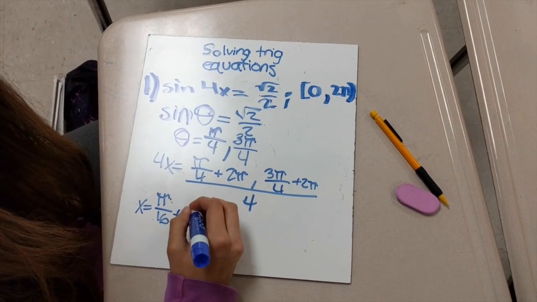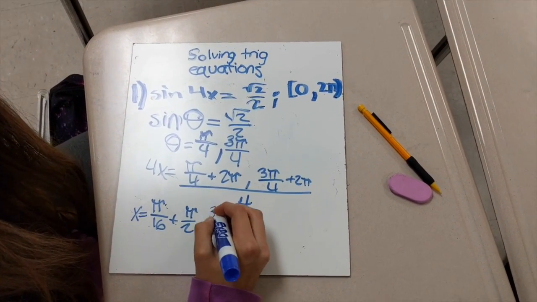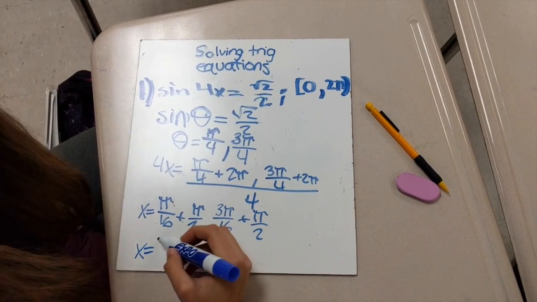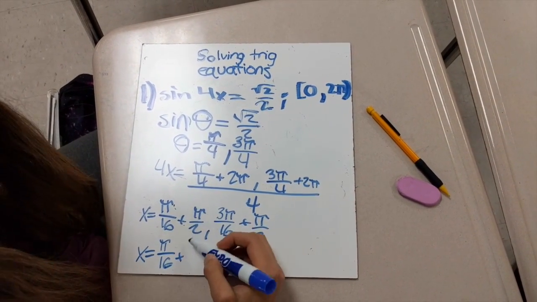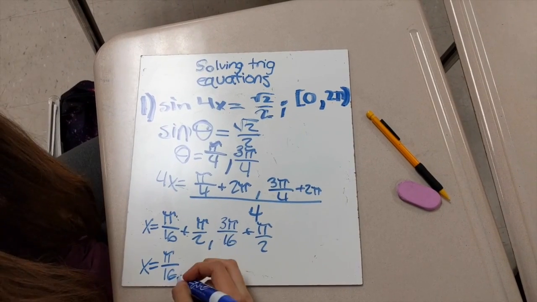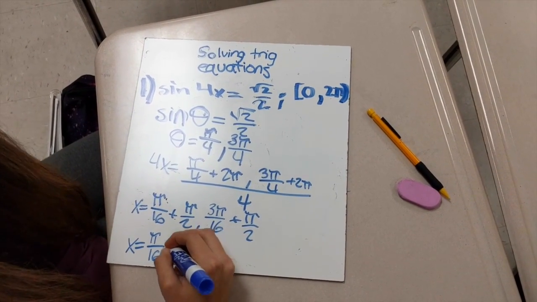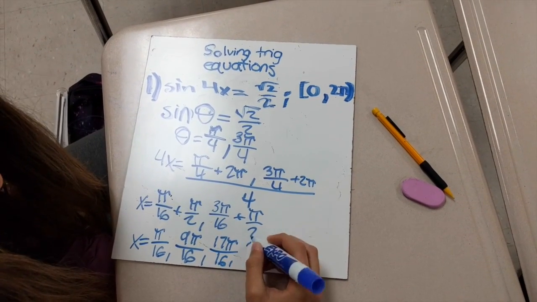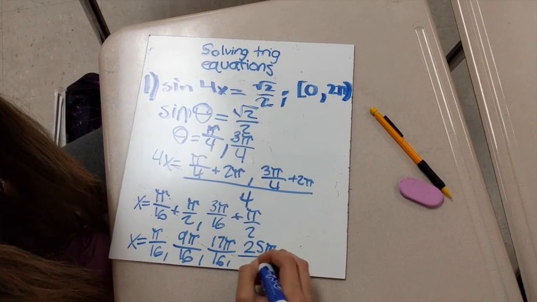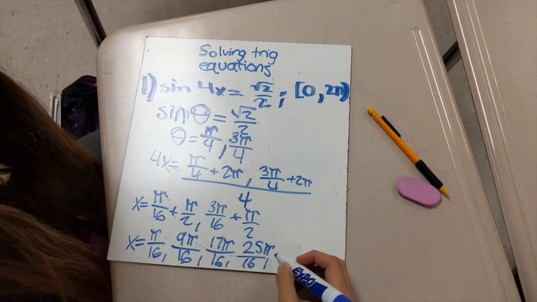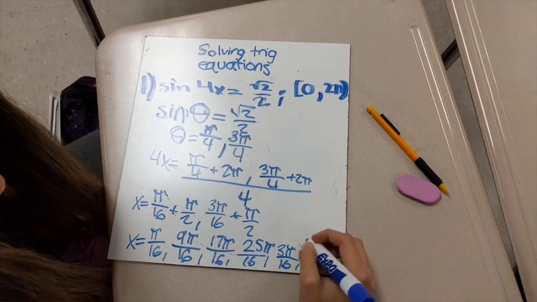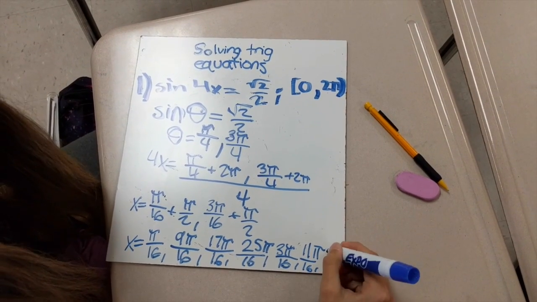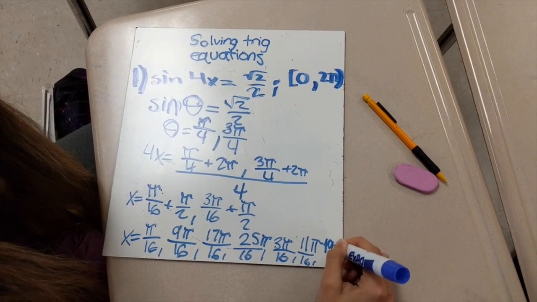So since this is divided by 4, this is going to have a lot of answers. So x can equal pi over 16 plus pi over 2, and 3 pi over 16 plus pi over 2. And plus pi over 2 is going to add another answer every time until it equals 2 pi. Once it equals 2 pi, we cannot make any more answers.